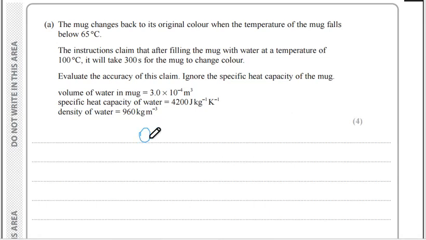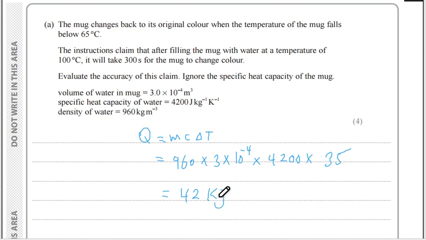So certainly we will use Q equals mc delta T, and here m is rho times V. Delta T, we don't need to convert to Kelvin. It's just the difference here, 165 minus 130, which is 35. So it is 42 kg, okay?